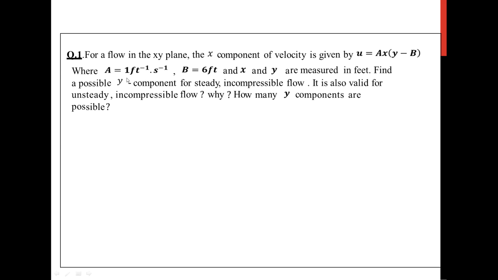The first problem is, for a flow in the xy plane, the x component of velocity is given by u equal to ax y minus b, where a equal to 1 feet to the power minus 1 second to the power minus 1, b equal to 6 feet, and x and y are measured in feet. Find a possible y component for a steady incompressible flow.